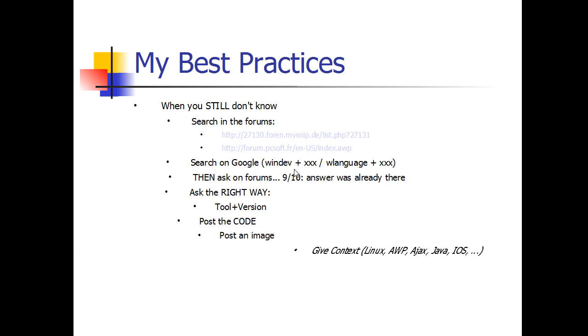You should also give context. Are you working on Linux, AWP, Ajax, Java, iOS, this, that, the other? Saying that you're working with WinDev Mobile is not enough. The answer is not going to be the same if it's for Android, iOS, Windows Mobile, and so on and so forth. So you always need to give context.